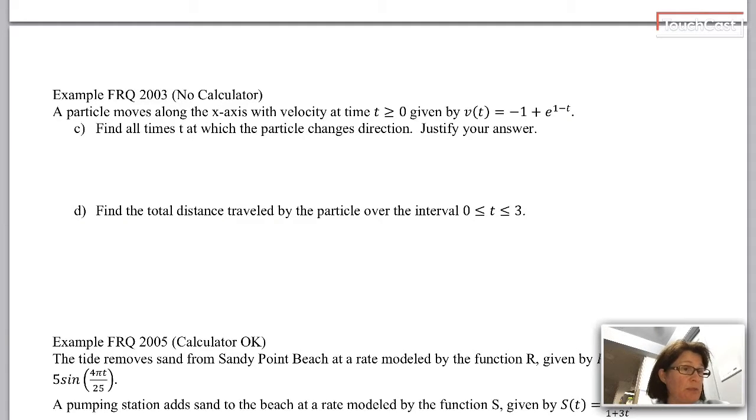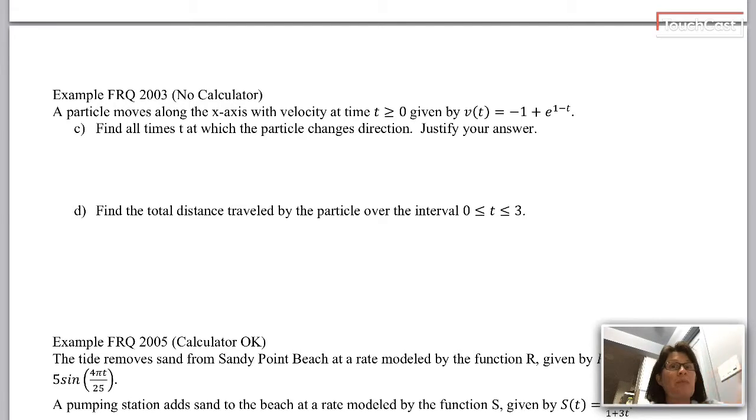Here's another question from a released free response test, asking me to talk about distance traveled given velocity. So this idea, you could almost expect to see in the free response section. I have another particle moving along the x-axis, and I have the velocity function. I've been asked to find all times t at which the particle changes direction. So that's a chapter 3 question. We know the particle changes direction whenever velocity changes sign.